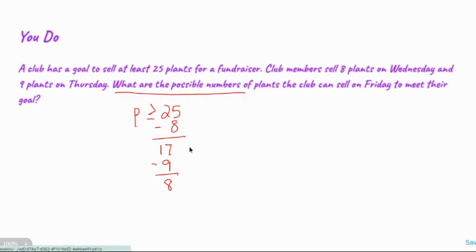So what are possible numbers? Well, again, there's infinitely many, but there's probably a limit to how much they can sell in a day. You can't sell 1,000,000 plants in a day. And I know I showed this work in kind of an unorthodox fashion, but let's bring down our variable, our inequality sign, and then our number was 8. They have to sell at least 8 plants.